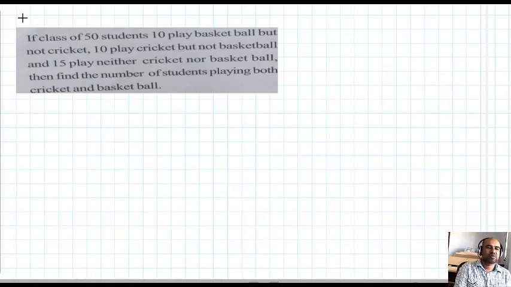Yeah, our second problem. In a class of 50 students, 10 play basketball but not cricket, means they will play only basketball. 10 play cricket but not basketball, they will play only cricket. And 15 play neither cricket nor basketball. Then find the number of students playing both cricket and basketball. Easy problem. So through Venn diagrams only, we can complete all problems easily.